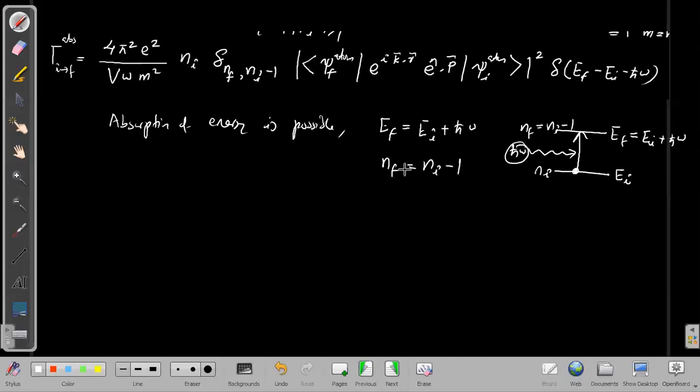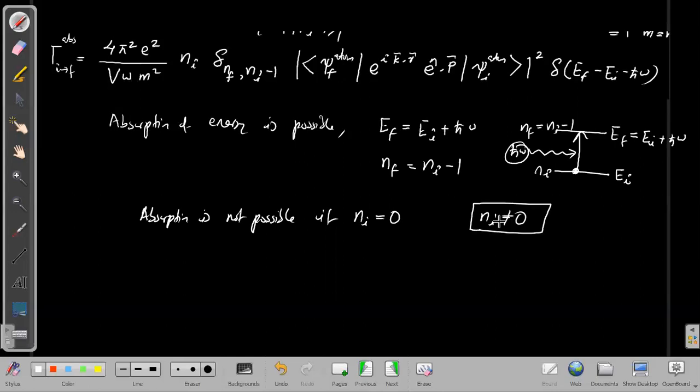Now remember, this absorption is not possible if the initial number of photons is 0. So the absorption is not possible if n_i equals 0. Initially we require some number of photons, so n_i must always be non-zero. That means there should be the presence of some photons in order for the atom to absorb energy and go to the excited state.